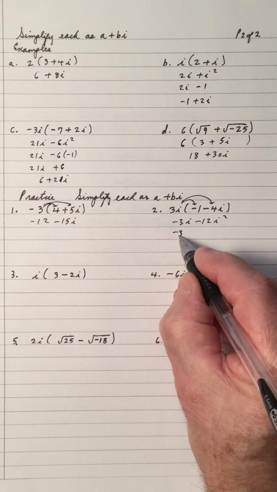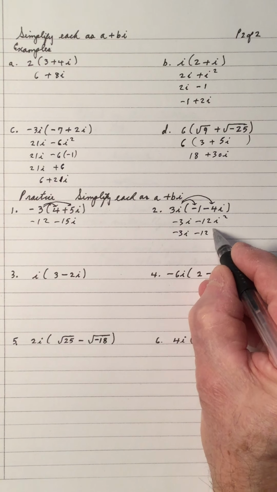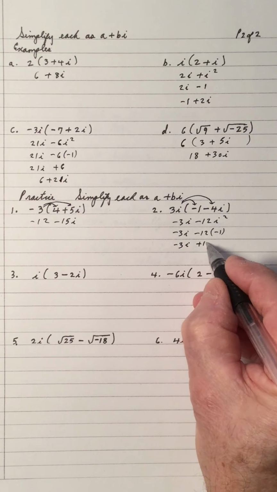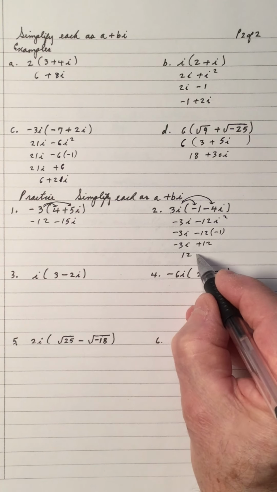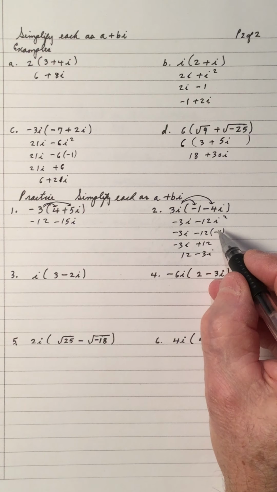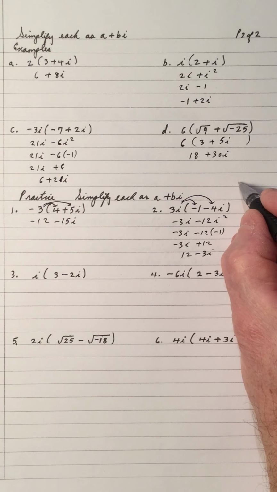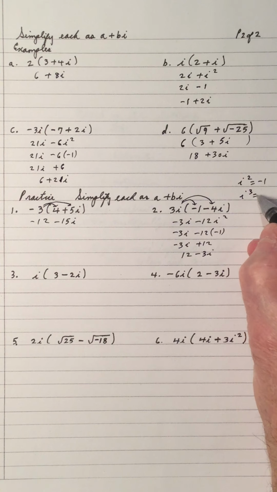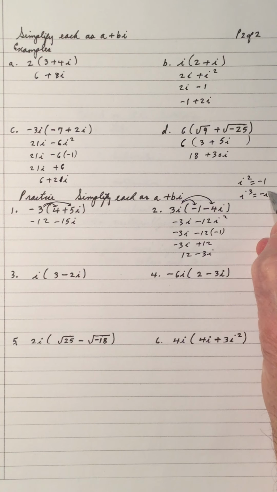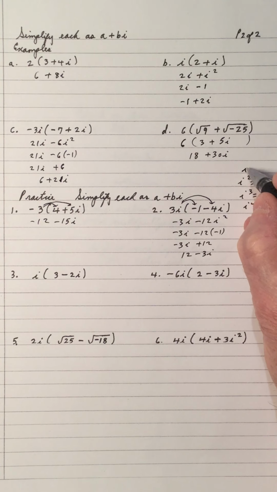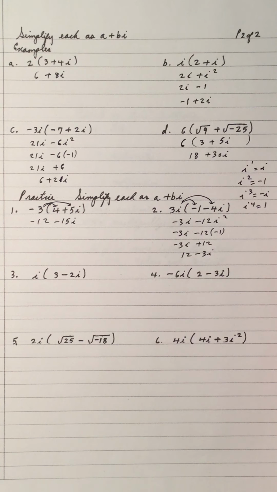And negative 3i is okay, but the i squared becomes negative 1. So that's negative 3i plus 12. And the real part goes first and the imaginary goes second. Notice that i squared is negative 1. So just to review, i squared is negative 1. i cubed is negative i. And i to the fourth is 1. And i to the 1 is just i.